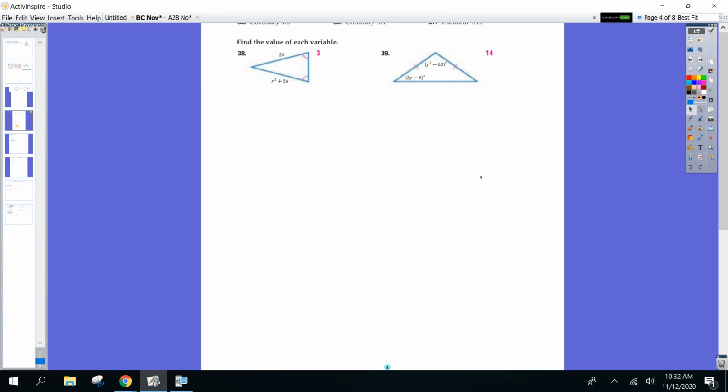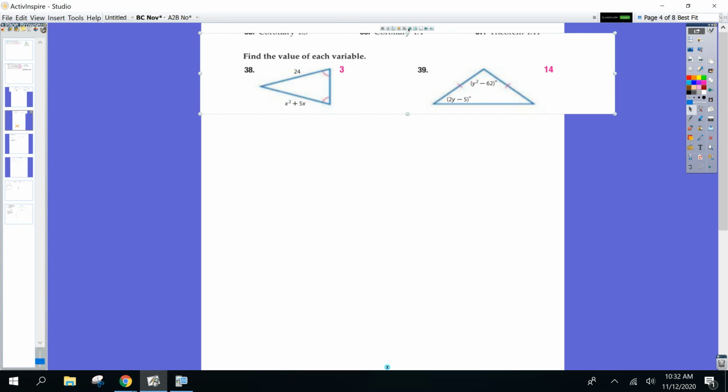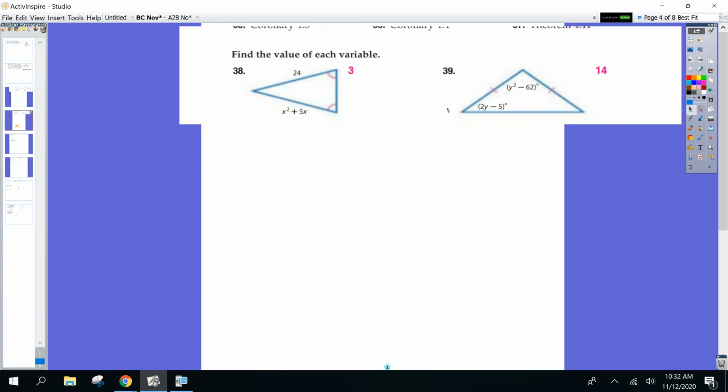Let me try to blow this up a little bit to make it easier. So for 39, the two sides are equal, which means what from our discussion on Wednesday? Not only the two sides are equal, but the two angles across. So you see how I put a 2y minus 5 there? I can also put it here because they're equal to each other. All three angles I know add up to what? 180.